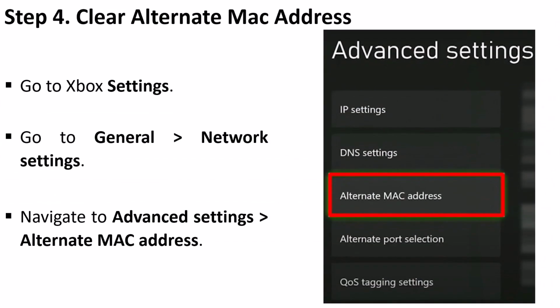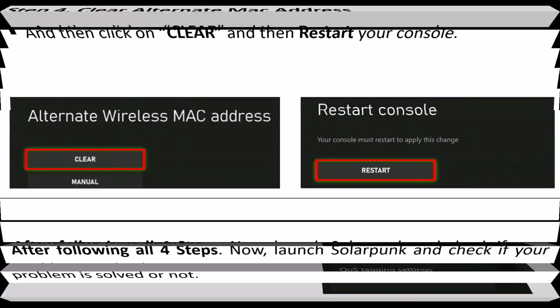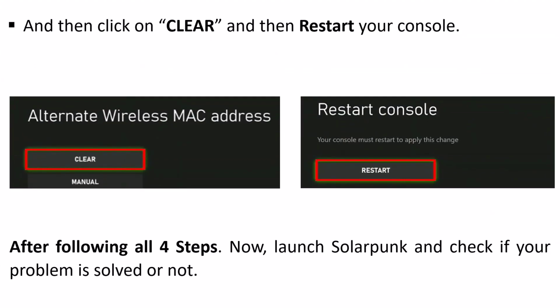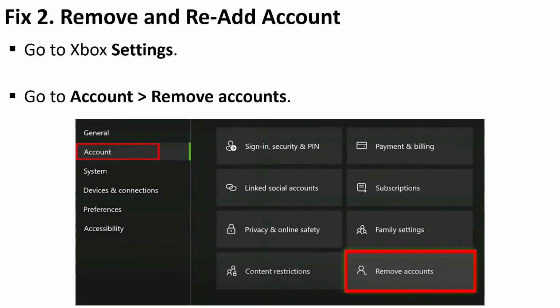Step 4 is to clear alternate MAC address. So go to Xbox settings, go to general network settings, navigate to advanced settings, alternate MAC address and then click on clear and then restart your console. After following all 4 steps, now you can go ahead, launch the game and check if your problem is solved or not.